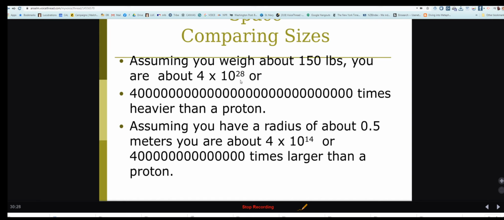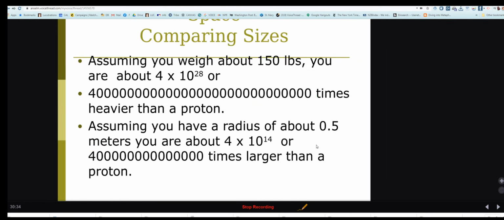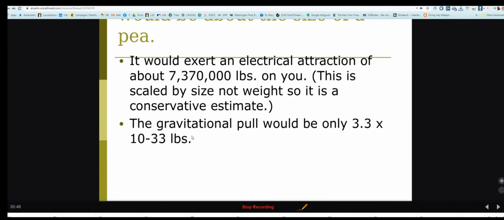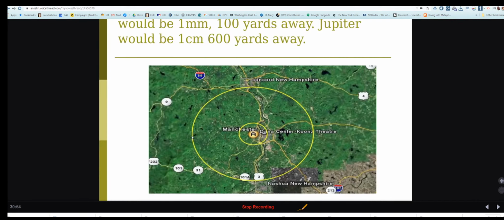So we're about 4 times 10 to the 28th times bigger, heavier than a proton, and about 4 times 10 to the 14th times larger. If you were a proton, the electron would be about the size of a pea, and it would be about 13 miles away, maybe in Nashua or up in Concord, out in Auburn, over in Ware somewhere. And it would exert a very powerful electrical attraction on you, a much weaker gravitational attraction.